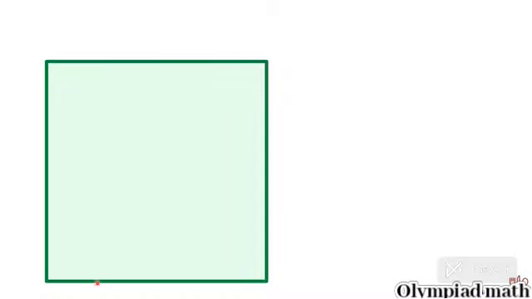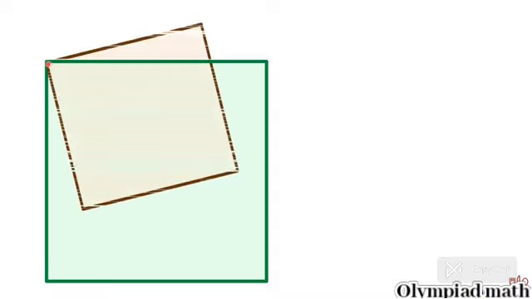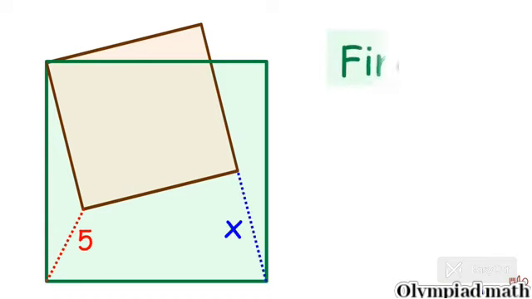Given to us is a square, and sharing one common vertex we have a second square. The distance between these two vertices is given as 5 centimeters. Using only this data, we have to find the distance between the other two vertices, or we have to find the value of x.